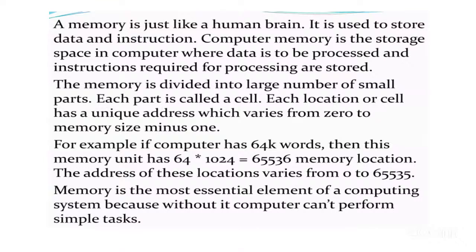For example, if a computer has 64 kilobytes of data or words, then this memory unit has 64 into 1024, which is equal to 65,536 memory locations. The address of these locations varies from 0 to 65,535. Memory is the most essential element of a computing system because without it, a computer cannot perform even a single task.